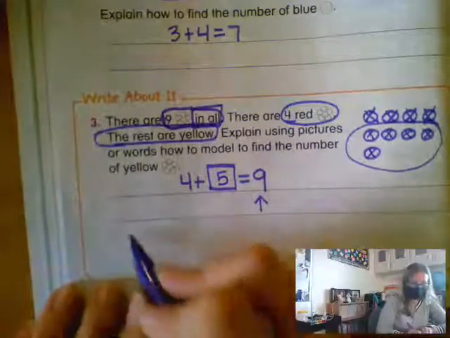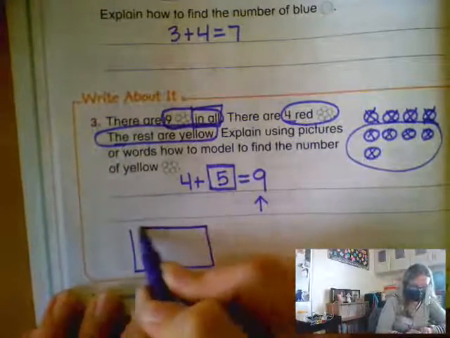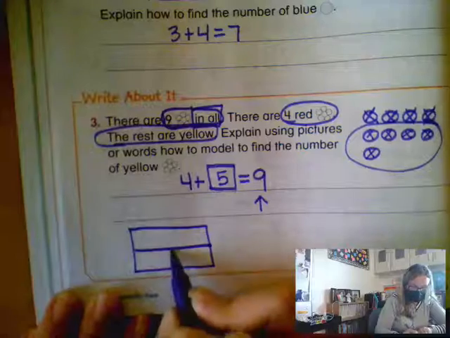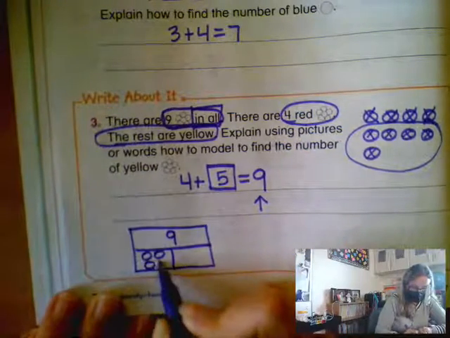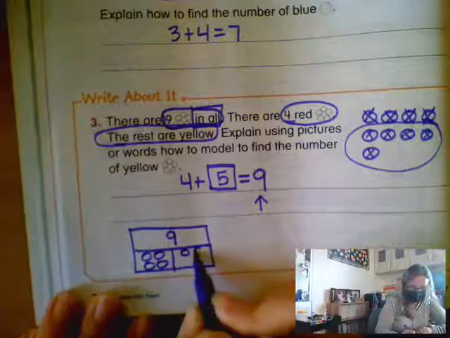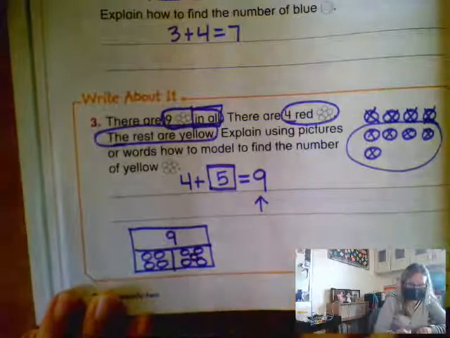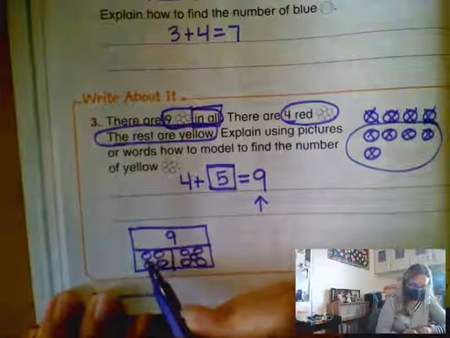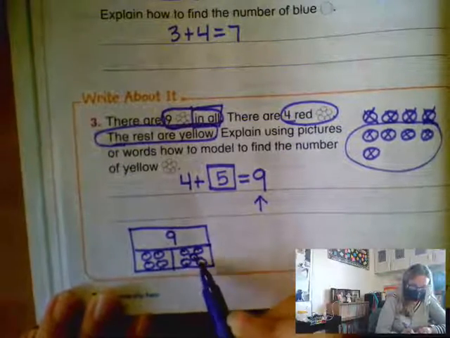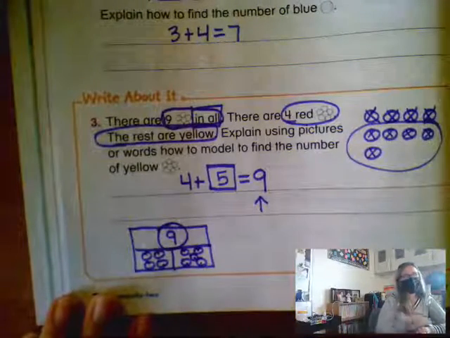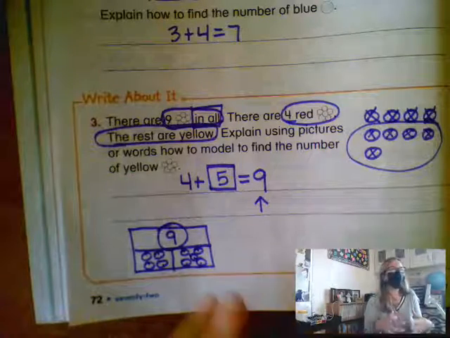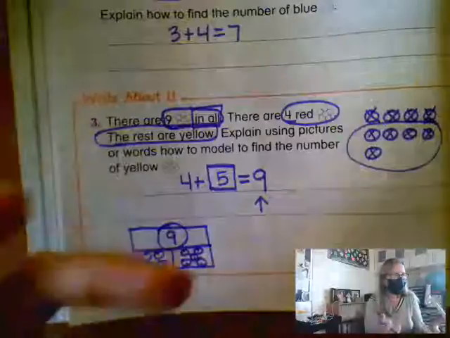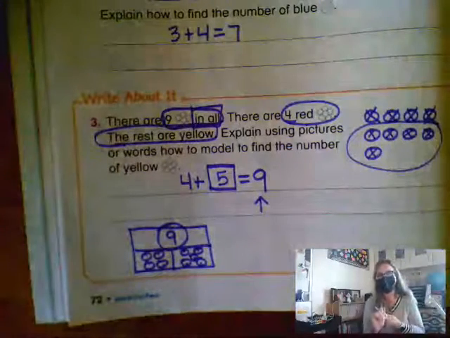And if we wanted to draw our part whole box, we could go like this. We want our total to be 9. We'd have 1, 2, 3, 4 here. 1, 2, 3, 4, 5 there. All together, that's 1, 2, 3, 4, 5, 6, 7, 8, 9. 4 plus 5 equals 9. So do you see how this isn't something that we haven't already been doing? We're just looking at it a different way.